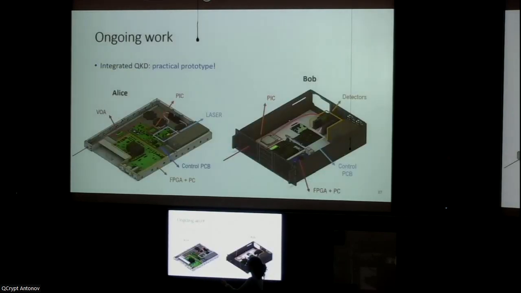And so what's going on now in the lab? One of the things that we're doing now is integrating our QKD system into a practical prototype. This means that we have put a lot of effort into designing the PCBs and placing everything in a box. Notably for the detectors, we now use Peltier-cooled single photon detectors. So this is ongoing work.